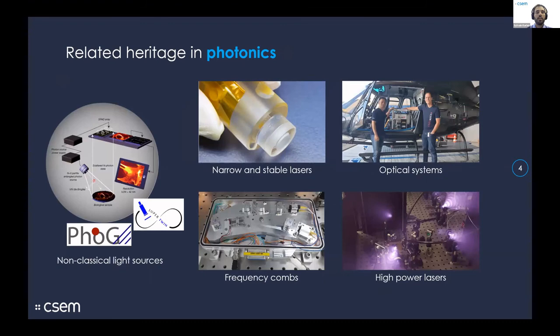Just to mention, also originating from this expertise in the Observatory of Neuchâtel, we have a lot of expertise at CSEM in photonics more generally, with subjects such as non-classical light sources in the European projects, narrow and stable lasers, and complete optical systems. Here you have an example of a spectrometer that is used to detect methane in the atmosphere. Also frequency combs, and we are also working with PIC devices, in collaboration with LIGENTEC, and high power lasers.